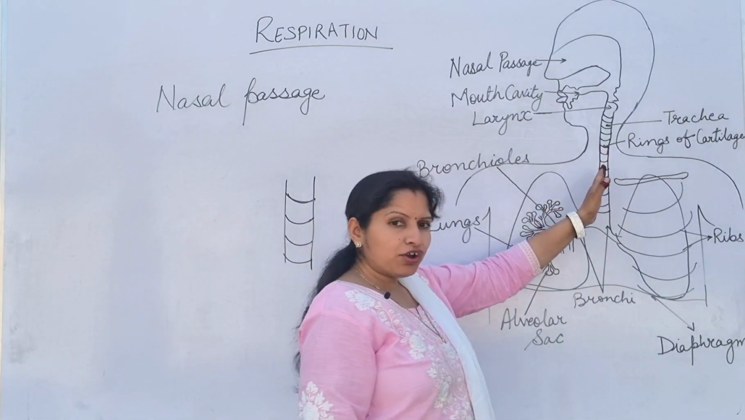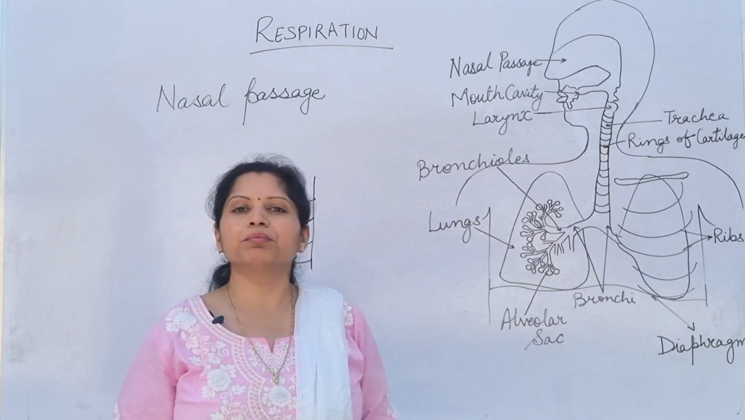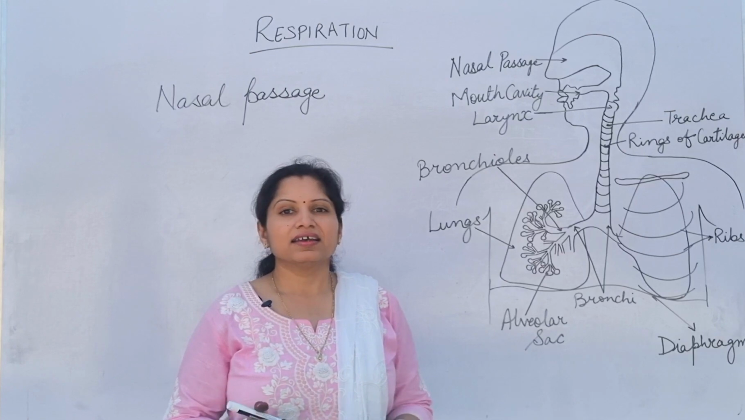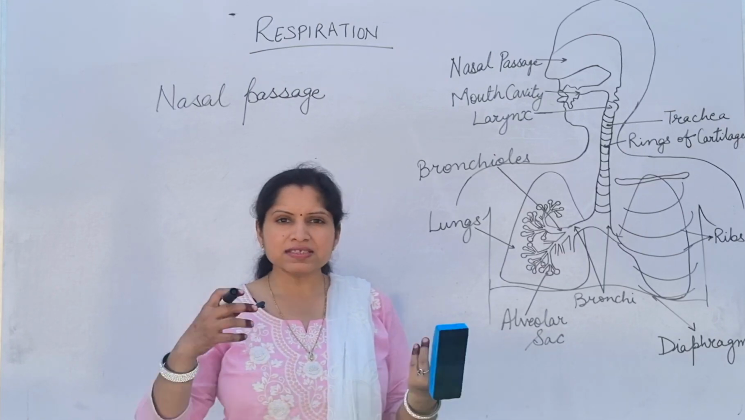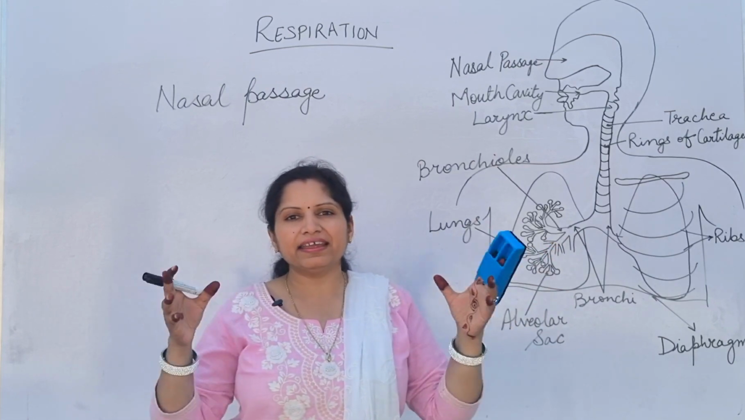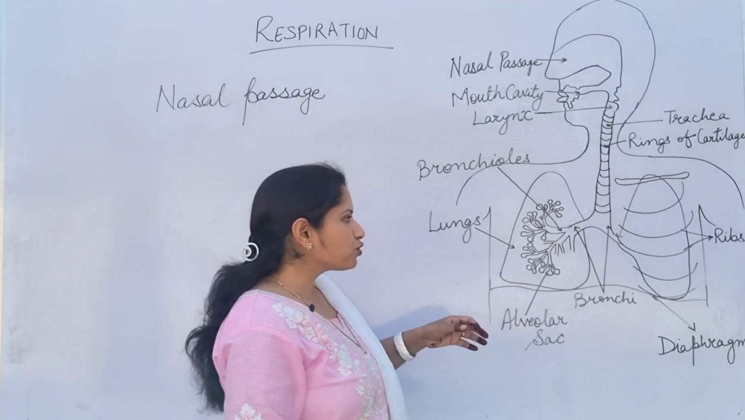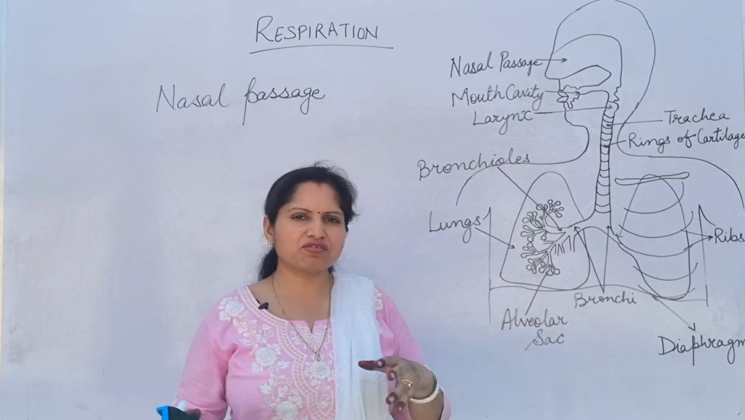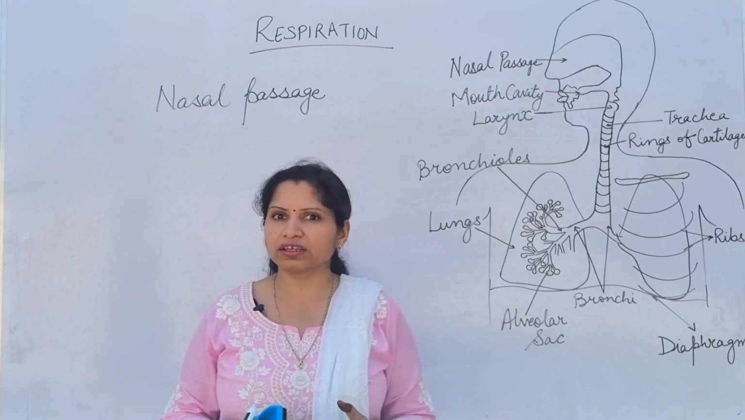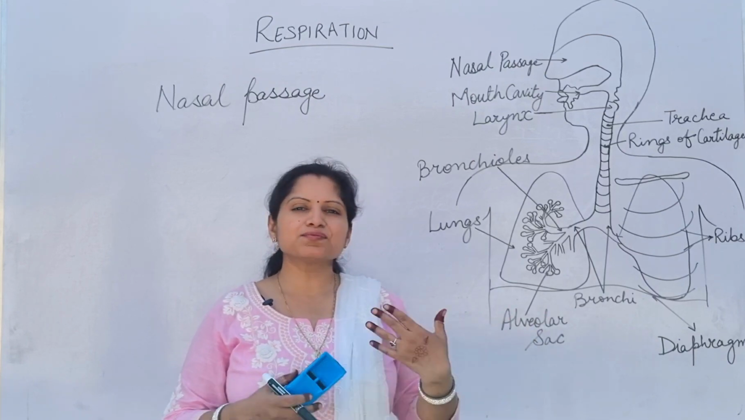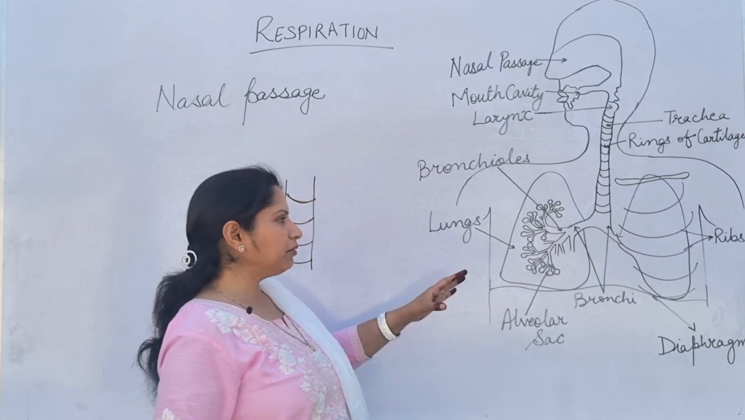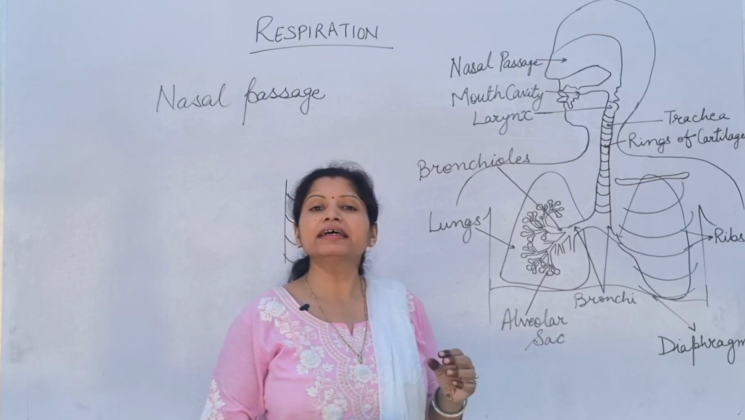So the air from the trachea now enters into the bronchus, and the bronchus enters into the lungs. In the lungs, once the bronchi enter, they divide many times. They keep on dividing and dividing. After many divisions, some tubes are formed and those tubes are known as bronchioles. These bronchioles further divide to form alveolar ducts, which ultimately enter into the alveoli.